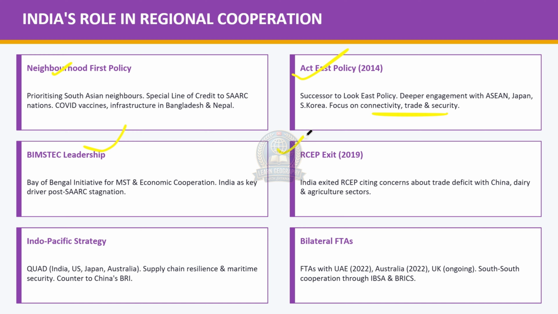RCEP exit 2019. India exited RCEP citing concerns about trade deficit with China, dairy and agricultural sector. Indo-Pacific strategy, QUAD: India, US, Japan, Australia, supply chain resilience and maritime security, counter to China's BRI. Bilateral FTAs with United Arab Emirates in 2022, Australia in 2022, UK ongoing, South-South cooperation through IBSA and BRICS.